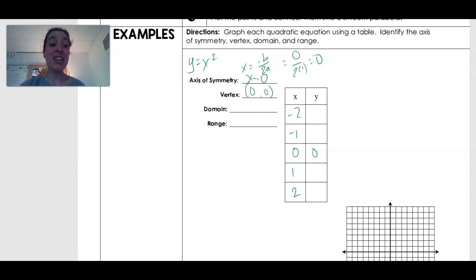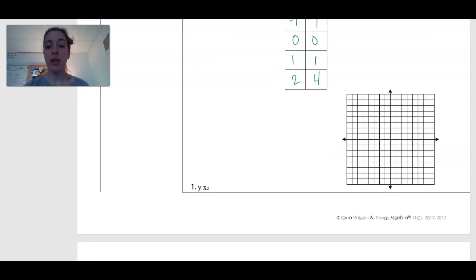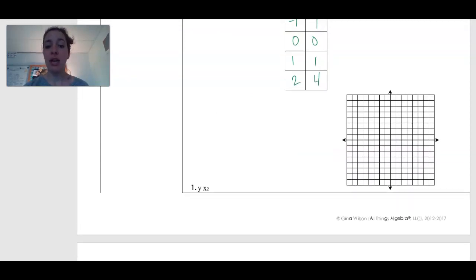So I pick those values, any values I want. I plug them back into my original equation, and then I can solve for my y's. If I do that, I end up with 4, 1, 1, 4. Now I have enough information that I can actually plot these and graph them.